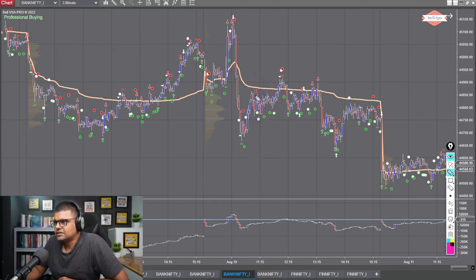See what happens here. You are stuck in a range. It tests first and then falls. Tests again and then falls. But when you are testing again, you see a lot of actual strong selling signals on the chart. In this area, it was not there. But here it comes.